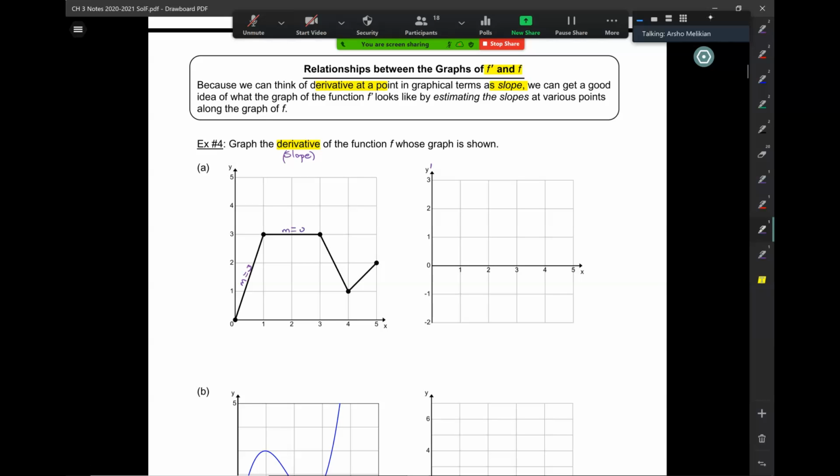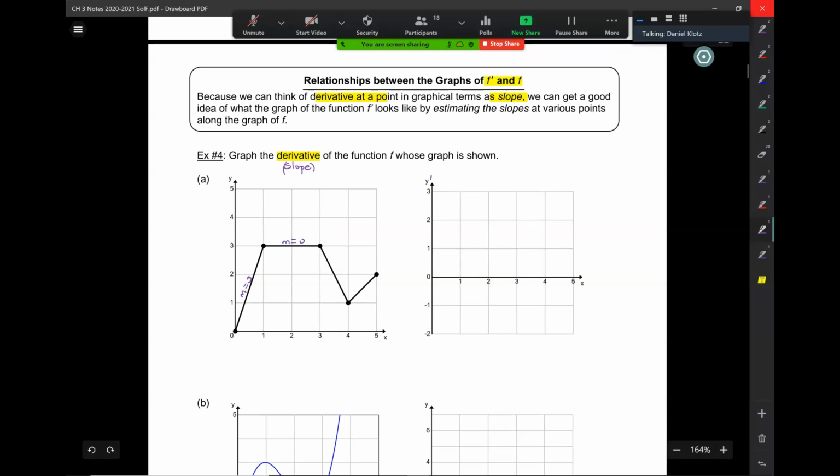What about the third segment? What's the slope there? -2. -2. And what about the fourth one? 1. Okay, so now I'm just gonna graph that to the right. What you need to be careful of is this. On the interval from 0 to 1, the slope of this function is constantly 3. So I go to the right, and from 0 to 1, I'm going to graph a constant 3.